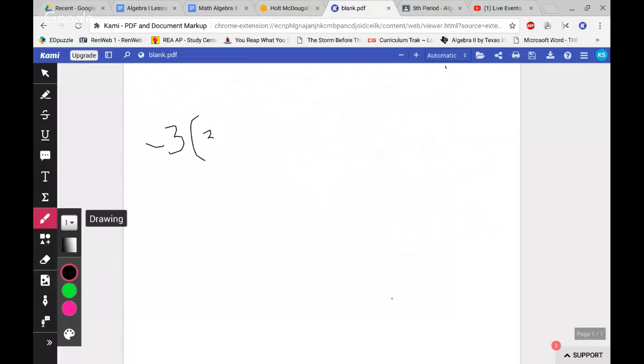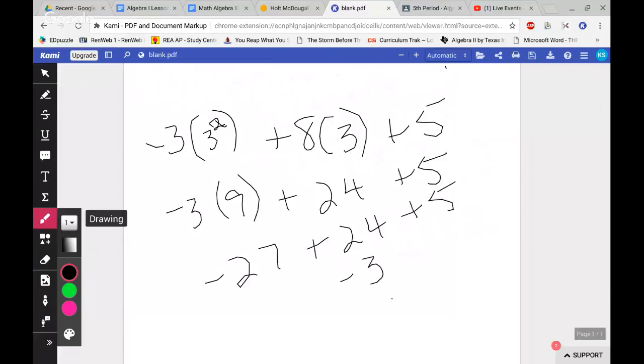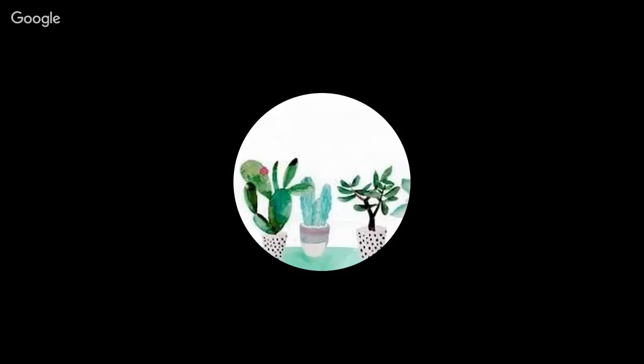So it would be negative 3 times 3 squared plus 8 times 3 plus 5. So you've got negative 3 times 9 plus 24 plus 5. So that's negative 27 plus 24 plus 5. That's going to be negative 3 plus 5. So that's a 2. Is that the right answer? Yes, I got that far. This entire 0 thing, I just am really struggling with.